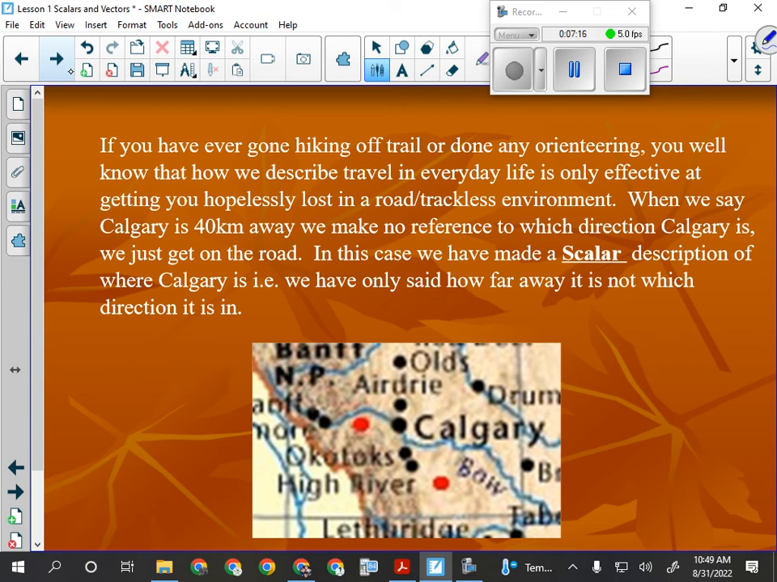So, if you've ever gone hiking off trail, done any orienteering, you know the way we typically describe distances in North America is only good at getting you hopelessly lost or frustrated. I had a time where I was backpacking with a friend of mine, and we thought we had gotten lost because we had a pretty good idea how far we'd gone, but we certainly knew how long we'd been on the trail. And it was a lot longer than we thought it should have been. Both of us were physics teachers. This is the embarrassing part of the story. We sat down and we're looking at the map, and we haven't eaten and we're out of water. You know, certainly make those bad decisions.